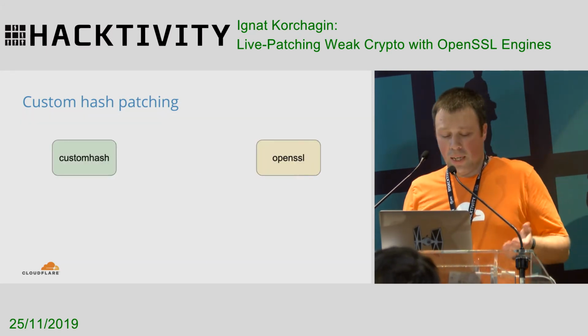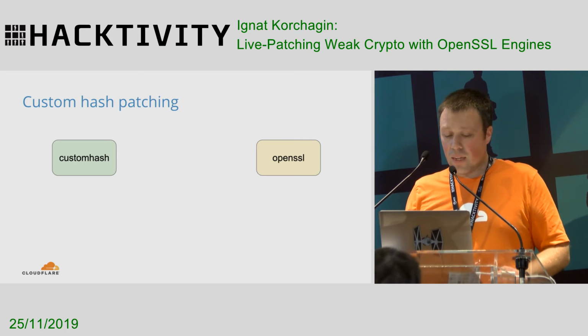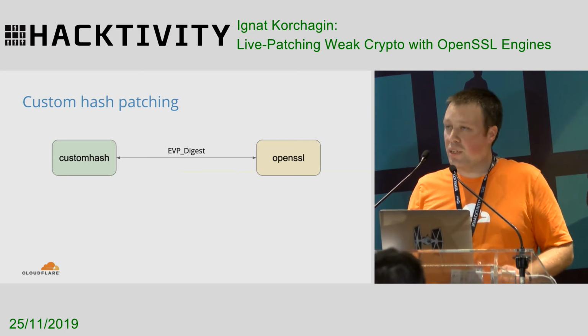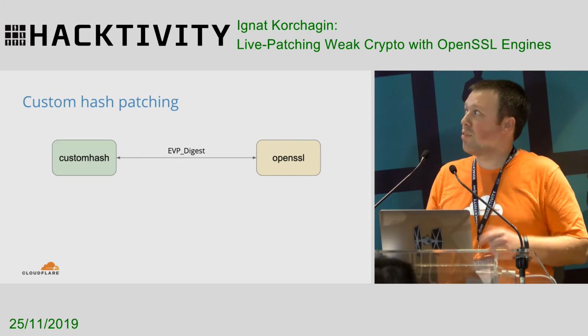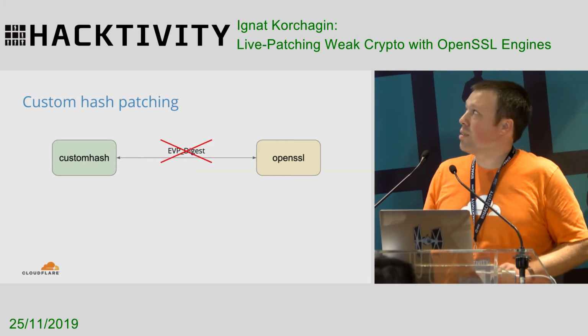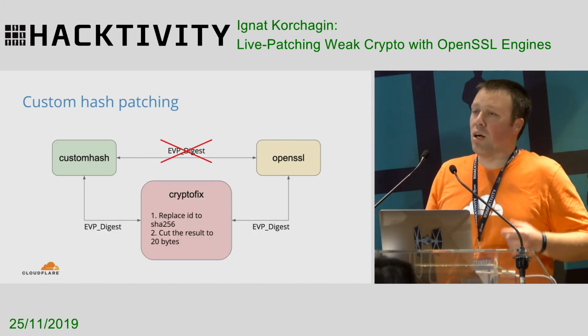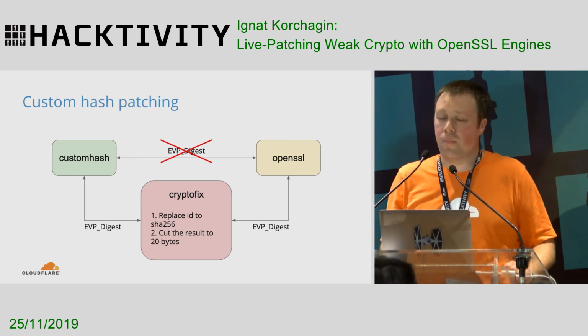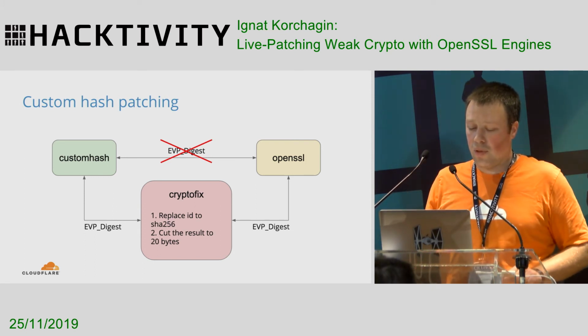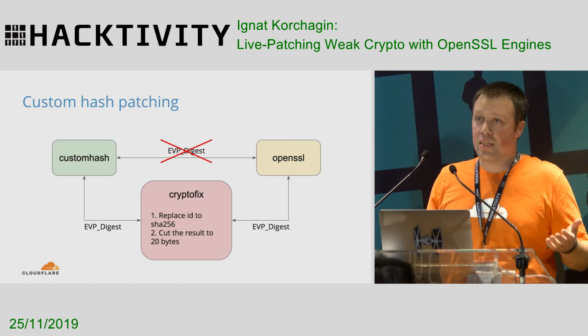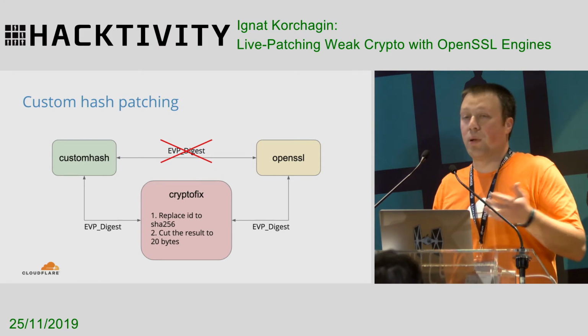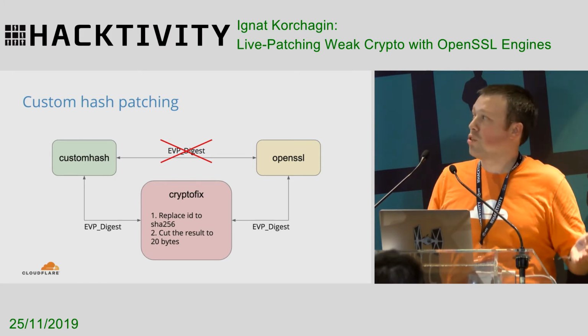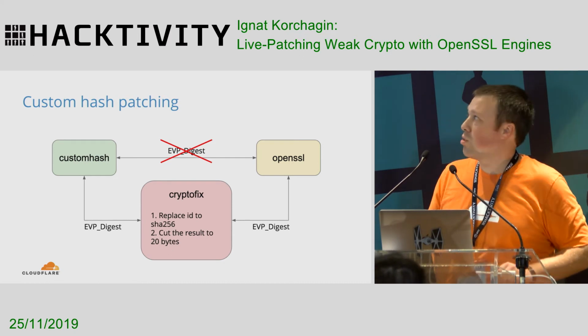So what we did here is we have the proprietary tool, we have OpenSSL, and the proprietary tool used that function. We broke this connection and rerouted it through our preloaded library, which does two things. It replaces the OpenSSL identifier from SHA-1 to SHA-256, and it cuts the result to 20 bytes.